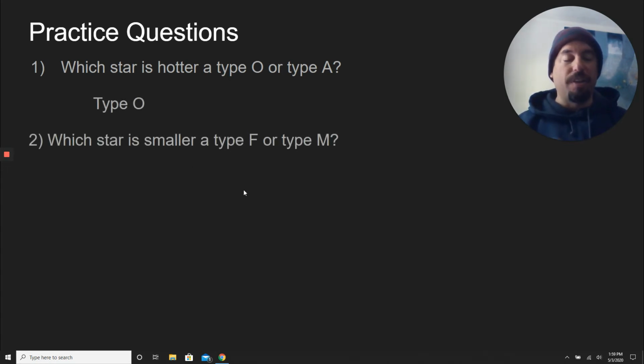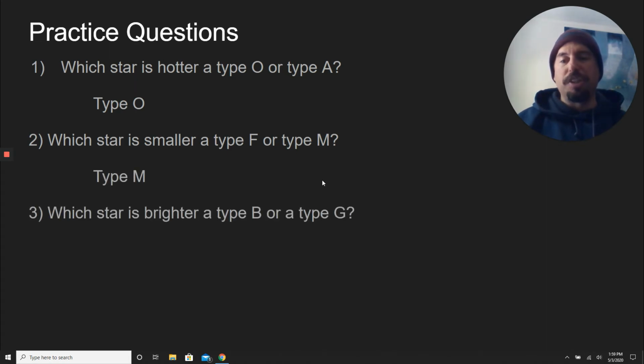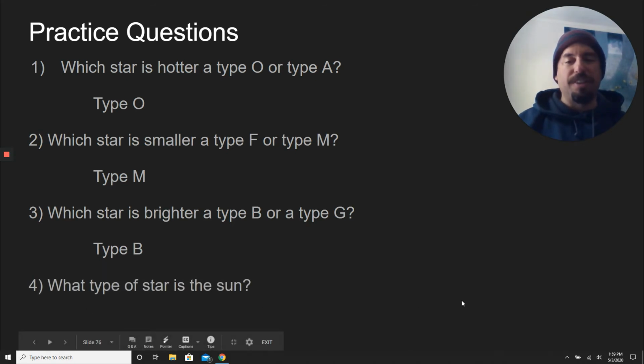Which star is smaller? So we have OBA, fine, girl or guy, kiss me. M is on the bottom, F is at the top. So M is definitely going to be smaller because it's at the bottom. Which star is brighter, type B or type G? O, B, A, fine, girl or guy. So B is higher than G, so B is going to be brighter. So I think you get the idea. And I already mentioned this. What type of star is our sun? Our star is a type G.